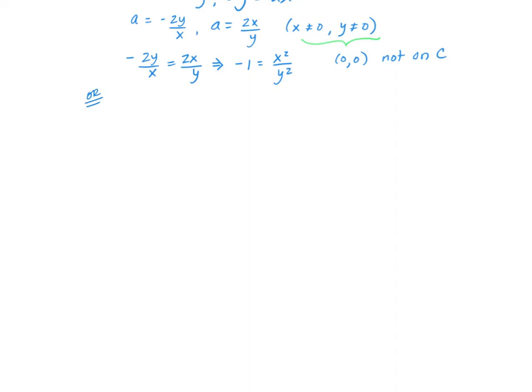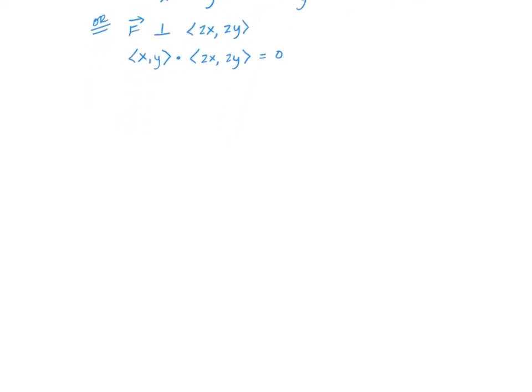But I could have also used the fact that the vector field is perpendicular to the gradient. Right? So if vectors in our vector field are tangent to the curve, they necessarily have to be perpendicular to the gradient vectors. What does that mean? Well, that means if I take my vector field and dot it with the gradient field, it should be equal to zero, because that's a property, right? Dot products are equal to zero when vectors are perpendicular or normal to each other.